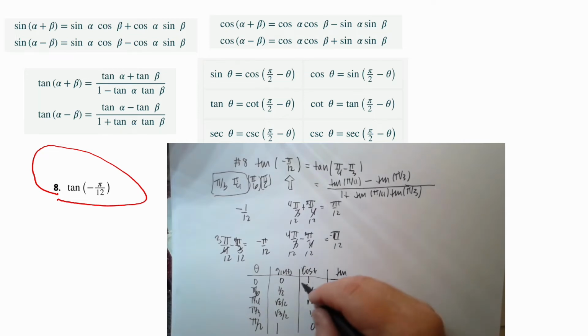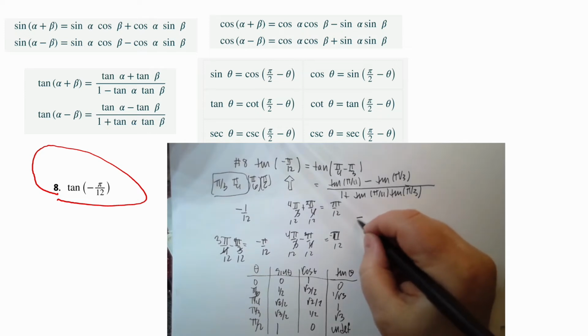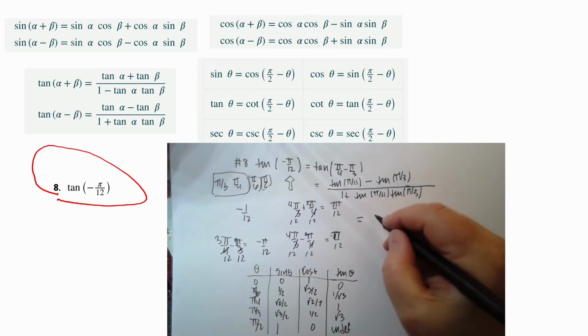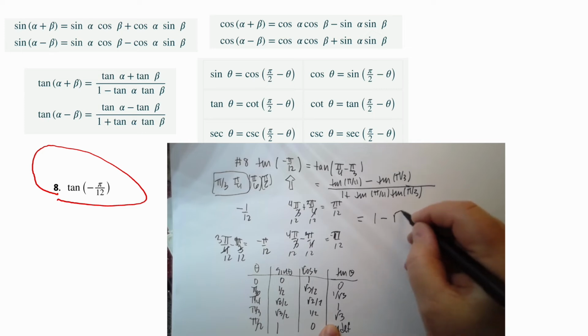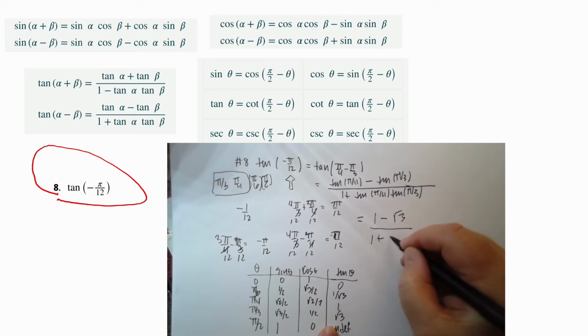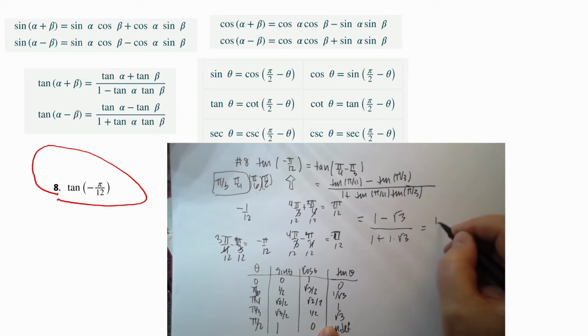Tangent, this one would be sine over cosine, which is 0. This one would be 1/2 over square root of 3 over 2, which is 1 over the square root of 3. This one is just 1. This one, the halves divide out, so this is just square root of 3, and then this one is undefined. So now we can simplify this. Tangent of pi over 4 is 1. Tangent of pi over 3 is square root of 3. This is 1 minus square root of 3 all over 1 plus 1 times square root of 3, so 1 minus square root of 3 all over 1 plus square root of 3.